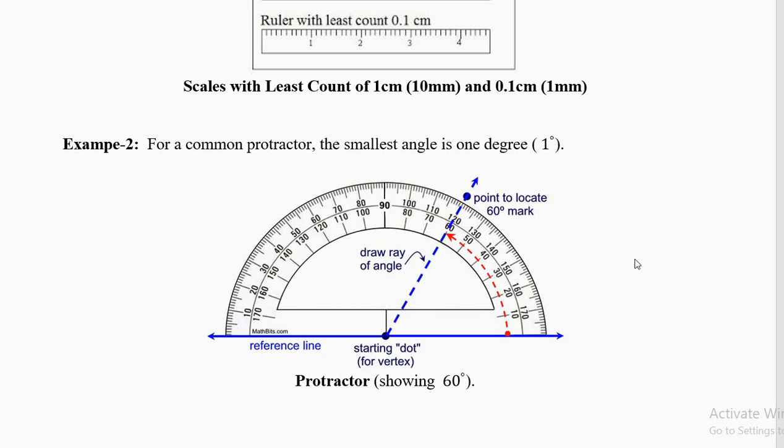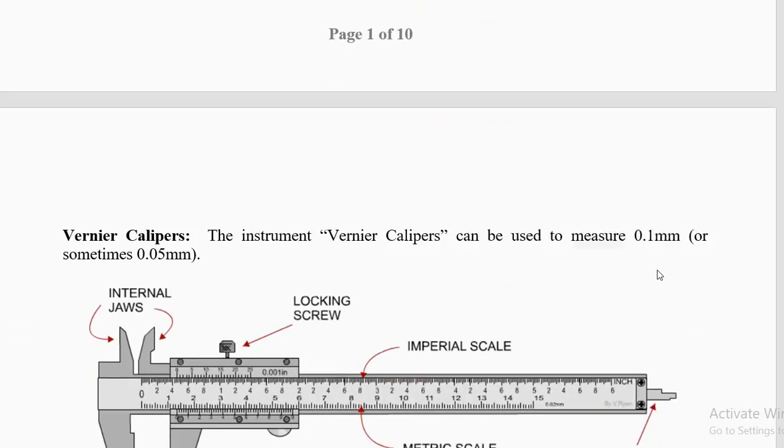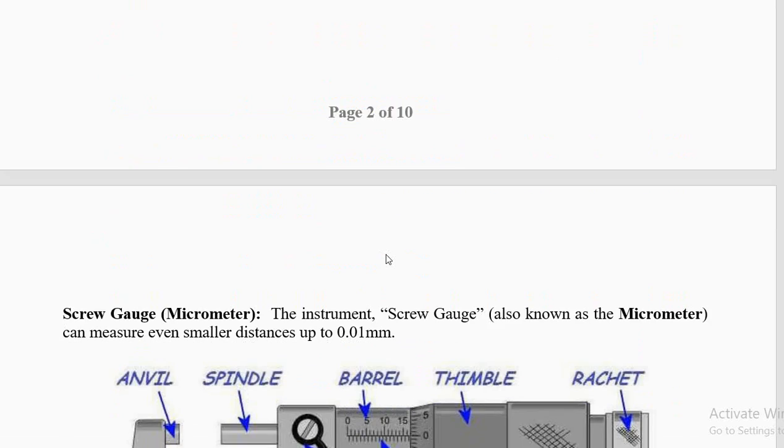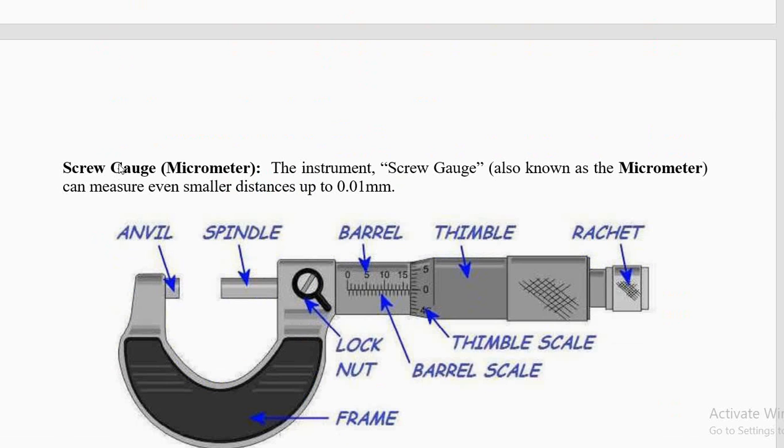It's very difficult to find a protractor with extra lines, and you have to buy some special instrument if you want to measure small angles. And there are some other methods of measuring the angles with the help of a triangle. Now, what are the instruments if you want to measure less than 1 millimeter? There are many instruments. We'll be discussing two such instruments today. First one is called Vernier calipers, and the second one is called screw gauge. Screw gauge is also called a micrometer.